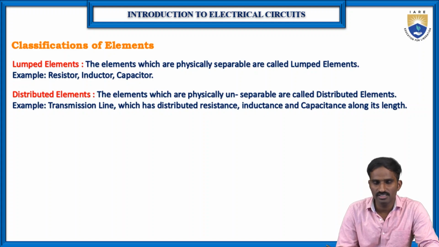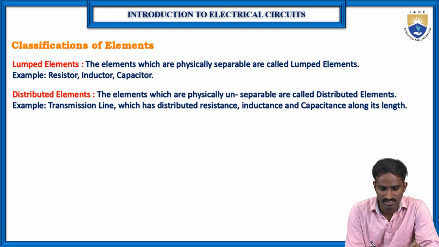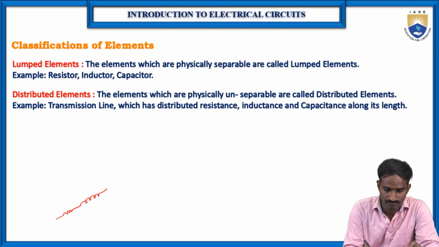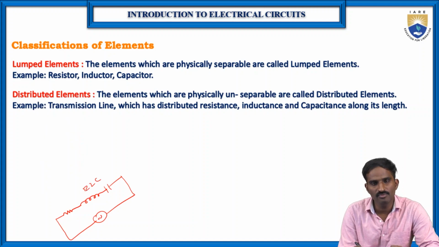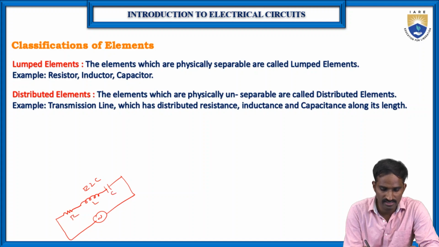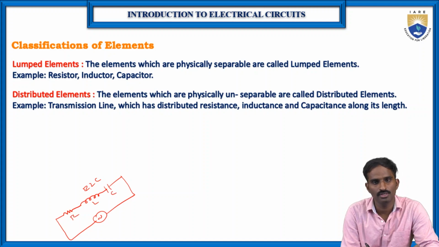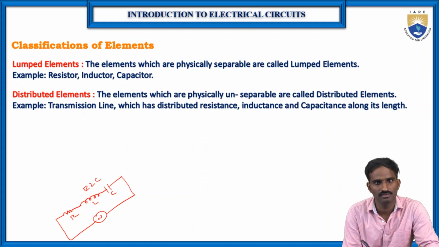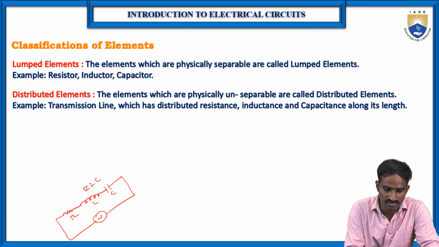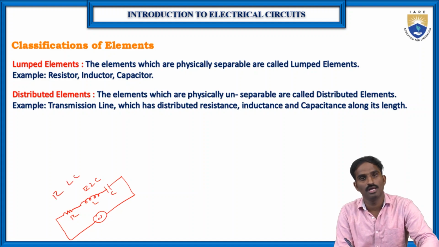Let us consider a circuit of R, L and C. Okay, so this is an RLC circuit. So here the elements, what are the elements? Here it is R, here it is L and C. The elements of a circuit which are physically separable, so we can separate resistor and inductor and capacitor separately. These kind of elements are called the lumped elements, which means these R, L, C, the resistor, inductor, capacitor are the lumped elements.